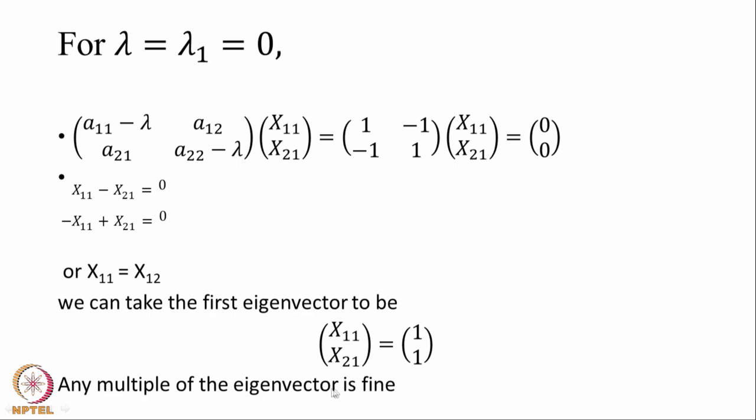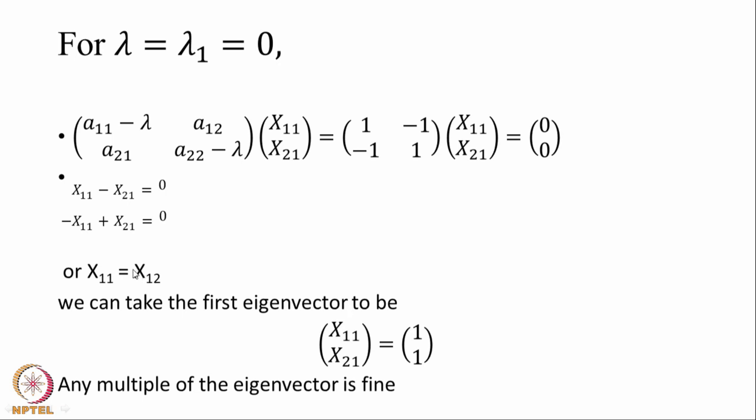A multiple of this eigenvector is fine, because since x11 equals x21, 1 and 1 is okay, 100 and 100 is okay, million and million is okay. The only thing is, it should be finite and it cannot be 0, because if it is 0, it does not mean anything. So it should be a non-zero finite number.